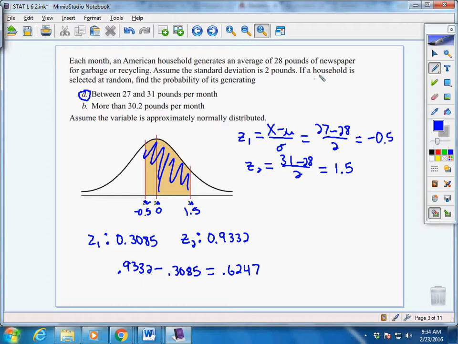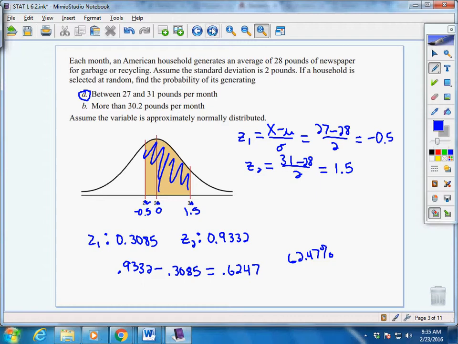What does that mean? Well, remember, it wants to know if a household is selected at random, find the probability of it generating between 27 and 31 pounds per month. So we can say that about 62.47%, again, we can use percent, which is out of 100%, or out of 1 as a decimal, and so is the area under this curve, which is the reason why this is really beneficial for real life problems, because there's not a whole lot of translating or transforming you have to do besides your z-value. But we can say that 62.47% of the households generate between 27 and 31 pounds of garbage or recycling each month.